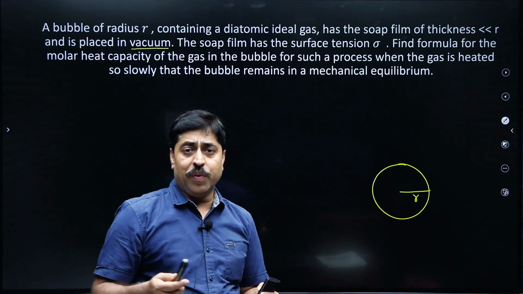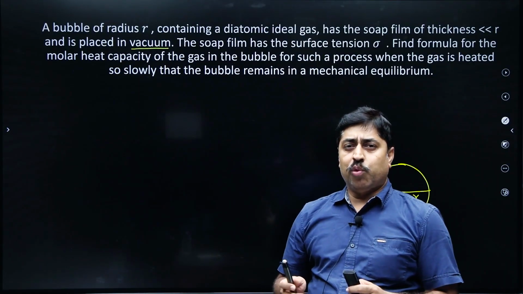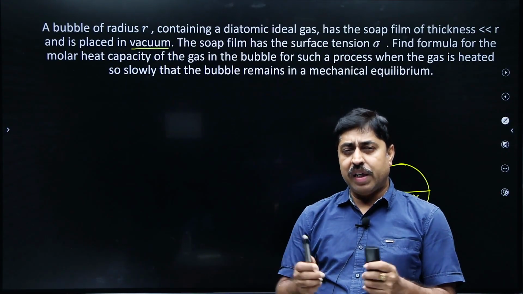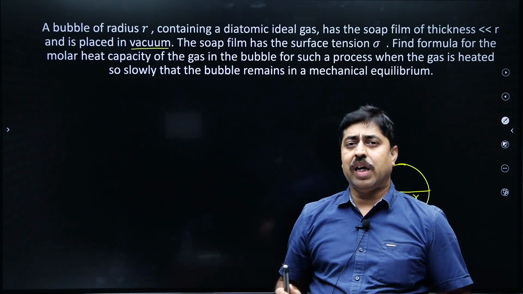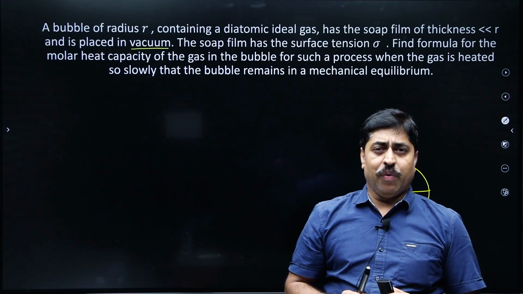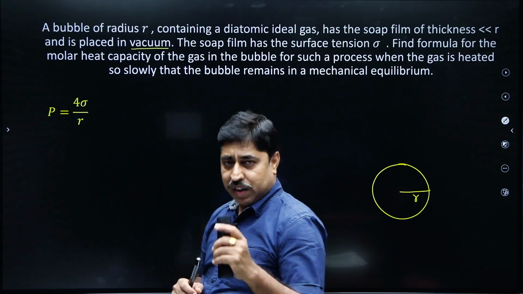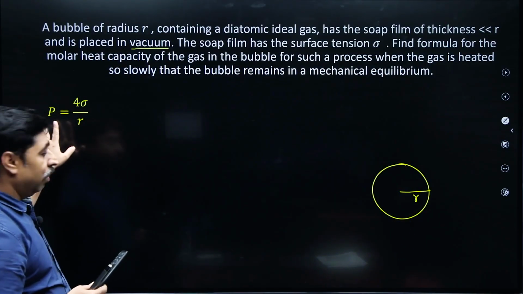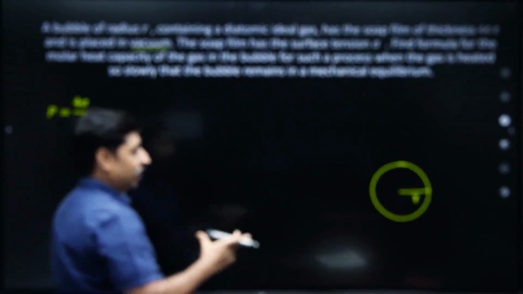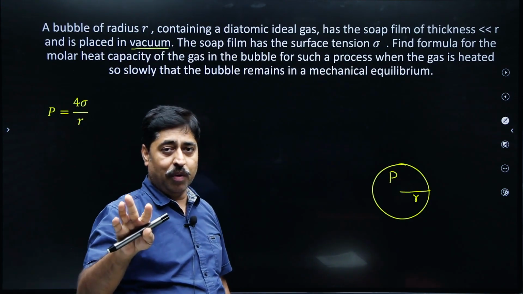So, usually what do we do when we are asked a question to find the specific heat capacity for a certain kind of thermodynamic process? We have a routine procedure that we follow, isn't it? Let us look at the procedure. First thing that is obvious is that the pressure of the gas is 4 sigma by r. I hope all of you know this.